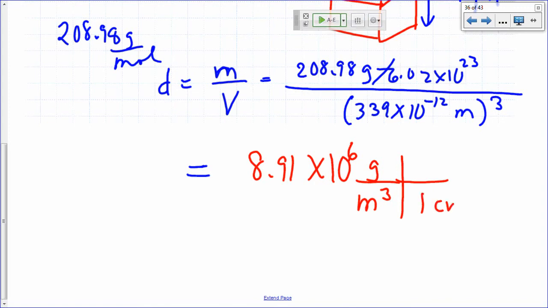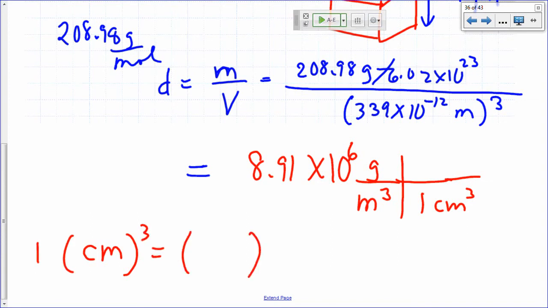What is 1 cubic centimeter? That's a milliliter, right? Here's a quick way to convert. 1 centimeter cube is equal to 1. What's a centi? Centi means 10 to the negative 2 or 0.01, right? So 10 to the negative 2 meters cubed. So 1 cubic centimeter is 10 to the negative 2 meters cubed. So that allows you to do your conversion quickly.